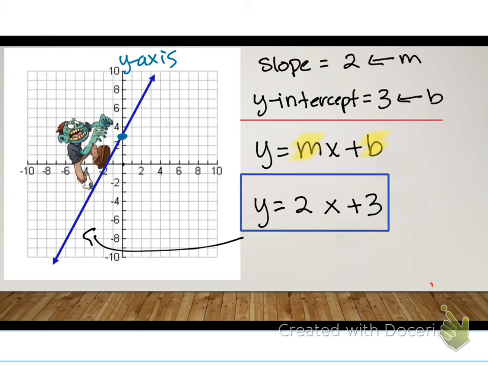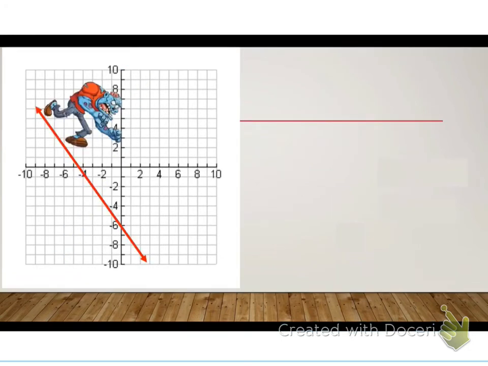Okay. Let's do one more. And let's say that this zombie was going downhill. So he got up the mountain and he didn't find any brains. And so now he's looking down in a village and he sees all these people. And so he's running down. Let's see how steep he's going down. Okay. So let's see the slope.